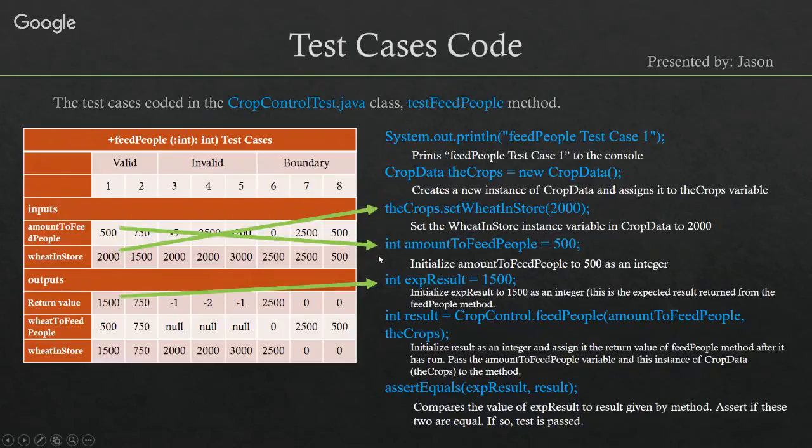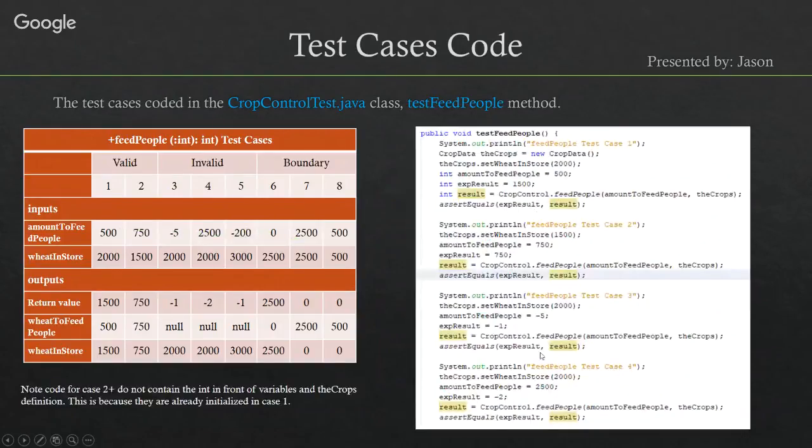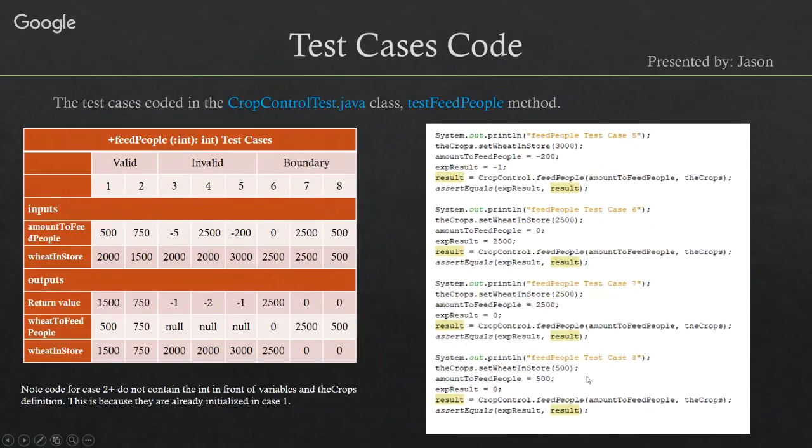And then it starts going through. Here's some of the code. Do the first case, the second case. As you can see, we don't have to initialize the variables again because they're already done up here. So we can just reassign them. So we have wheat in stores 1,500, which is the same here. Amount to feed people 750. Our expected result is 750. And so on and so forth. So we have all of these cases all the way through case 8. And if it runs all of those and they all give the expected result, we get 100%.